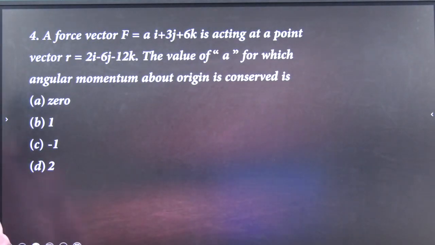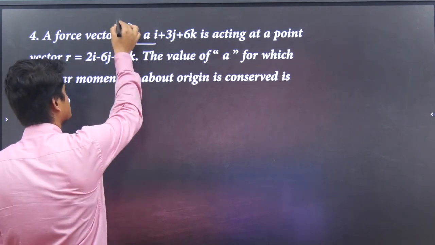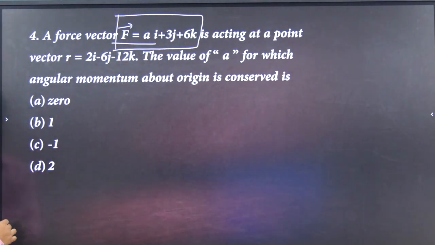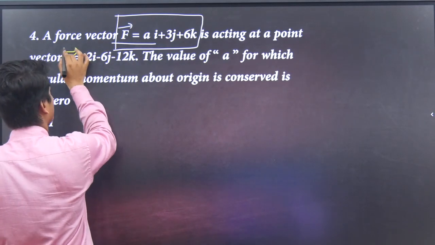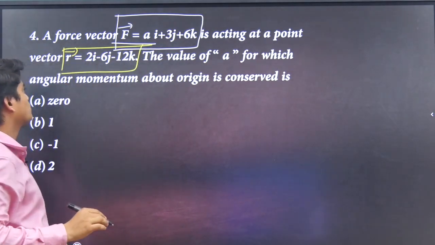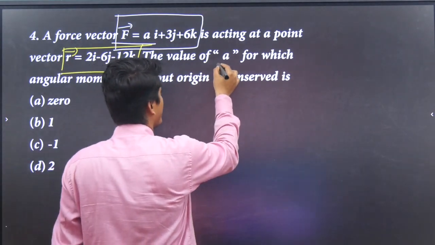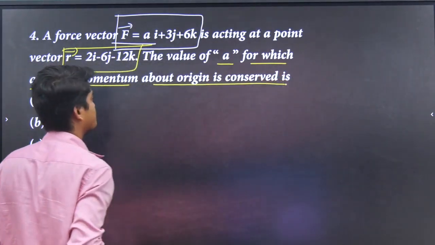Now come to question number 4. Here they are telling a force F vector is given: a I cap plus 3 j cap plus 6 k cap is acting at a point. R vector is given. How much R vector? R vector is 2i minus 6j plus 12k. Now they are asking what? The value of A for which angular momentum about origin is conserved.